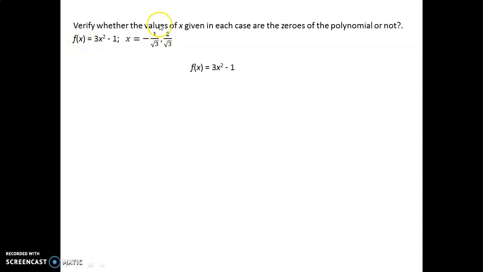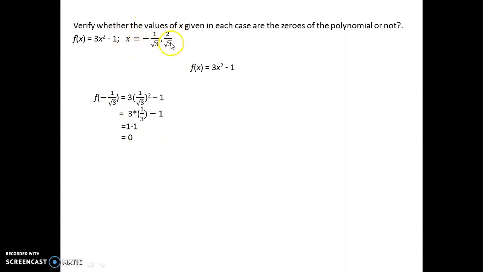So now the first case is x is equal to minus 1 by root 3. So f of minus 1 by root 3 will be 3 into minus 1 by root 3 whole square minus 1. Minus 1 by root 3 whole square will be 1 by 3. 3 into 1 by 3 minus 1. So the value of f of minus 1 by root 3 is 0. Therefore minus 1 by root 3 is a 0 of the polynomial.